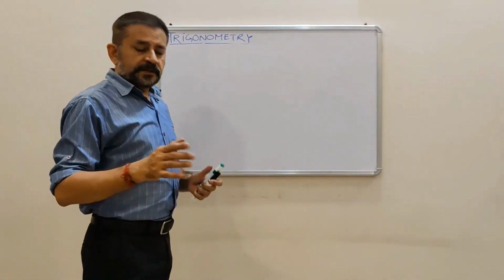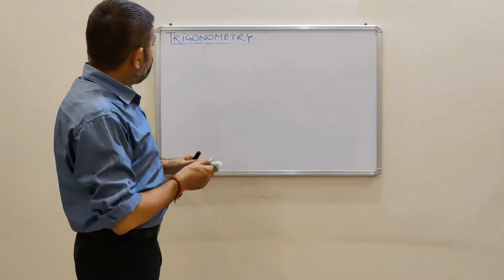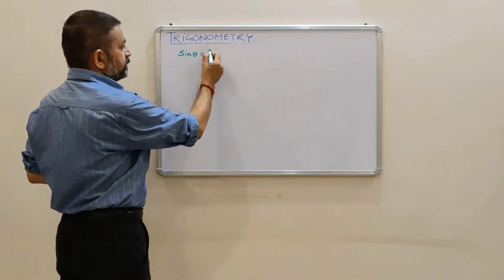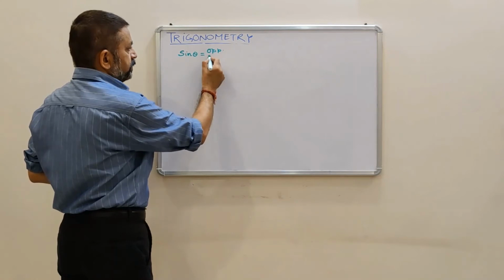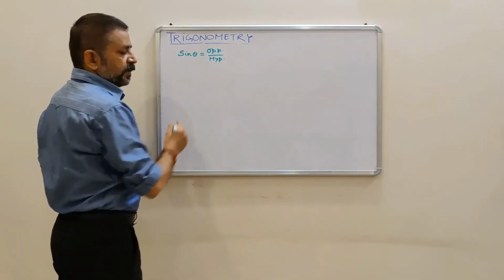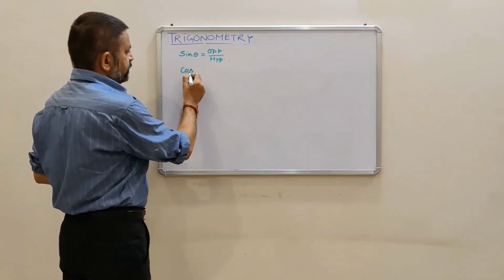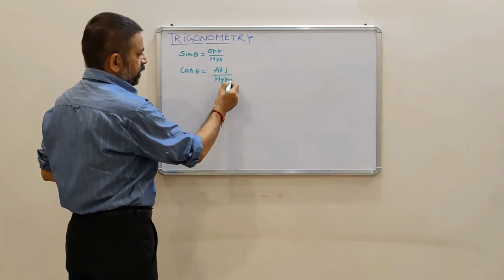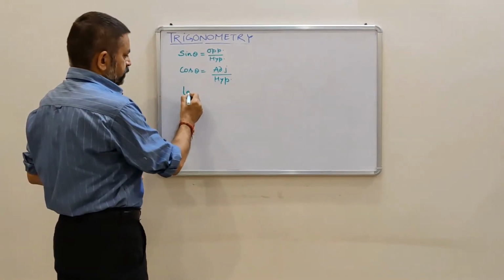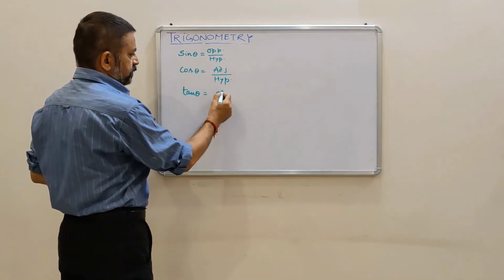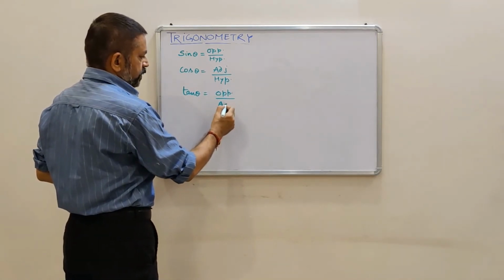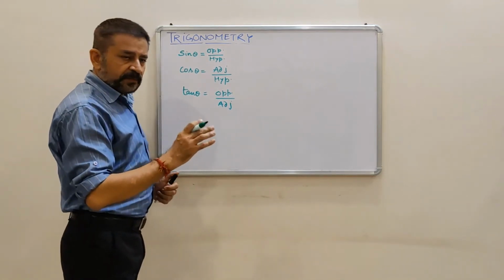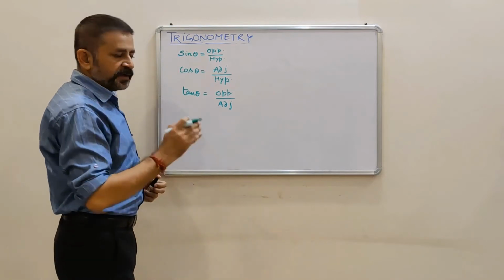So far we have studied the trigonometric ratios. Now we know that sine theta is opposite upon hypotenuse, cos theta is adjacent upon hypotenuse, and tan theta is opposite upon adjacent. Now I am giving you one trick to remember all these three ratios in a very easy way.